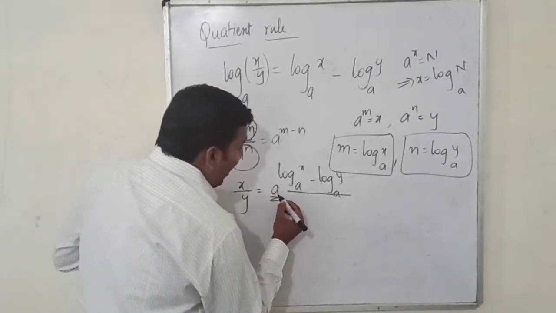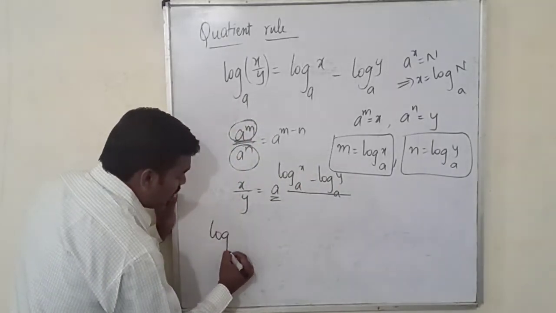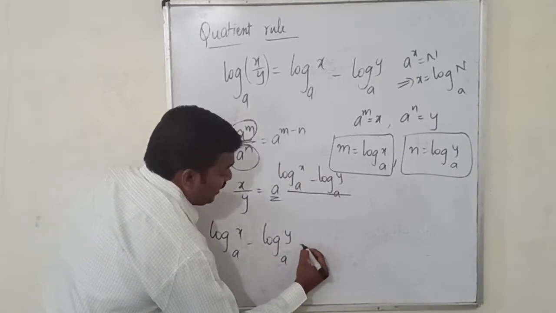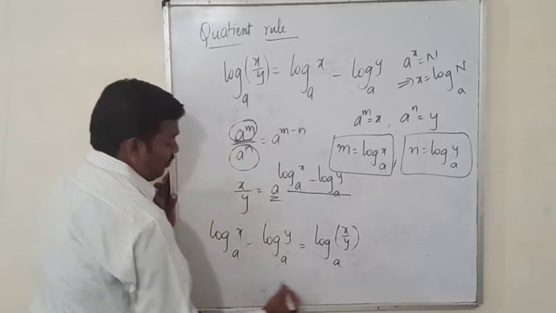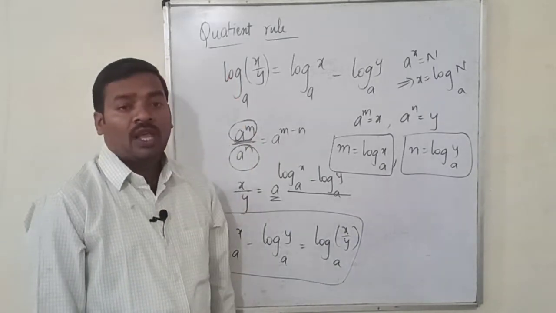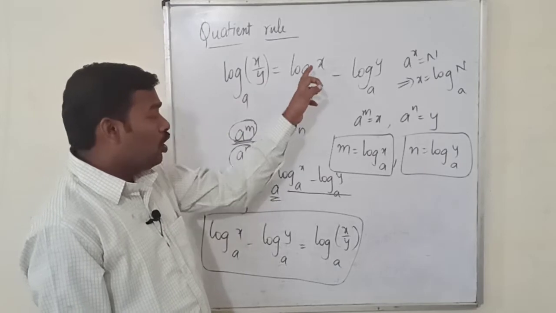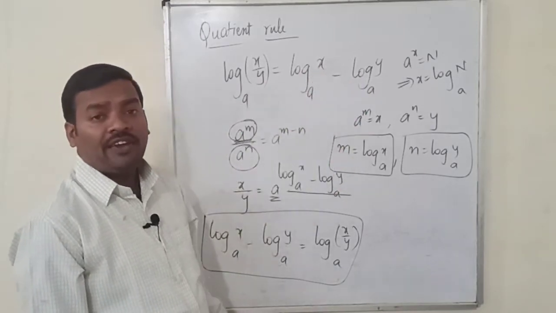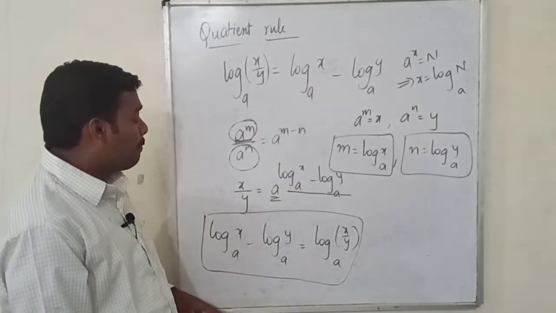Now what can we write from this? That is log x to the base a minus log y to the base a is equals to log x by y to the base a. So this is how we got the quotient rule of logarithm. Product rule of logarithm is log xy to the base a is equals to log x to the base a plus log y to the base a. If you get product rule, that will be sum. If you get quotient rule, that will be difference, that is minus.